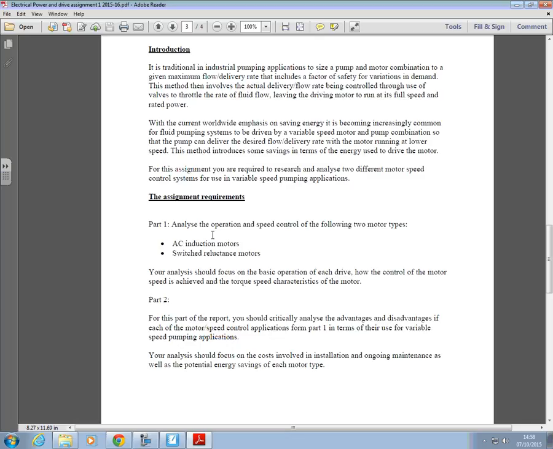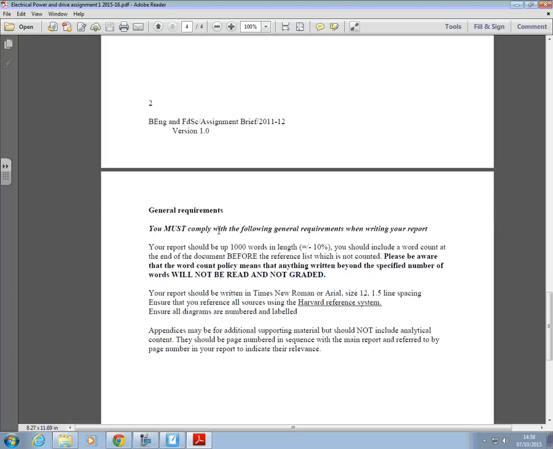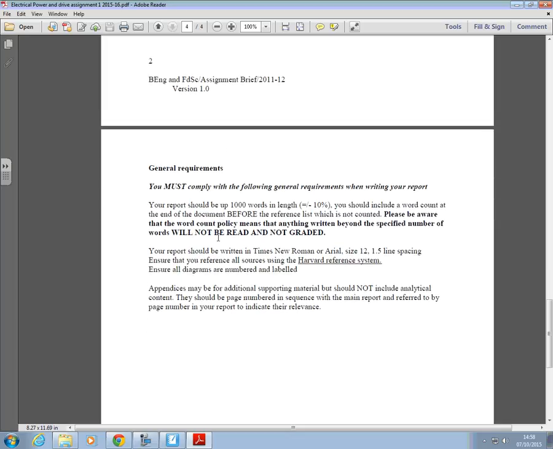Alright? So that is what you're being asked to do here. It's only 1,000 words. You're allowed to go 10% over. So general requirements, you must comply with these when you're writing your report. Should be up to 1,000 words in length, plus or minus 10%. So effectively you've got 1,100. You should include a word count at the end of the document before the reference list, which is not counted.